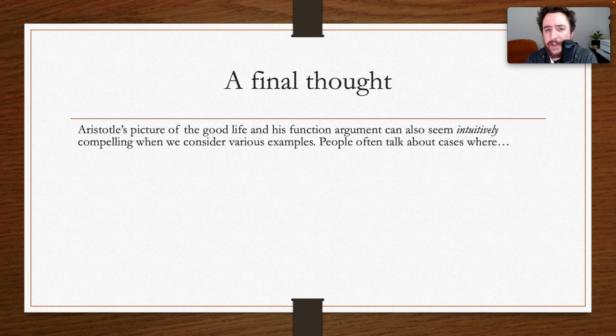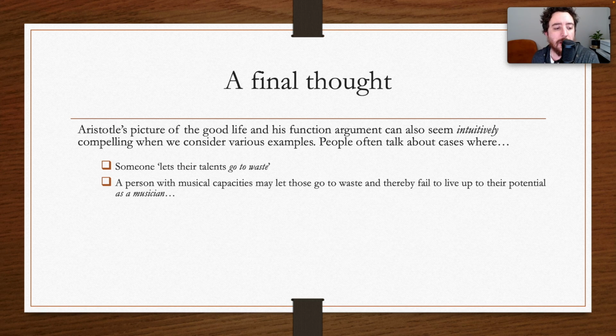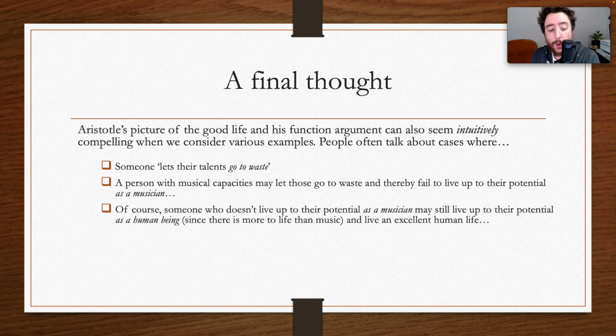Lastly, I want to leave you with a final thought. Aristotle's picture of the good life and his function argument can also seem intuitively compelling when we consider some examples. People often talk about cases where someone lets their talents go to waste. So a person with musical capacities might let those go to waste and thereby fail to live up to their full potential as a musician. And we often think that that's regrettable, for instance. Of course, someone who doesn't live up to their potential as a musician might still be a really good person, live a really good life, since there's more to life than music.